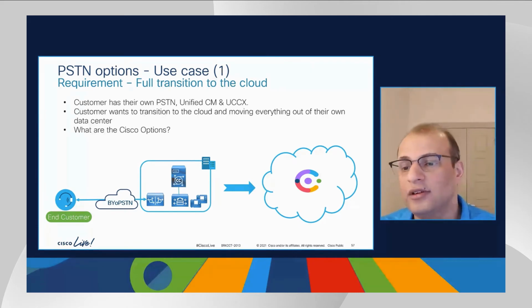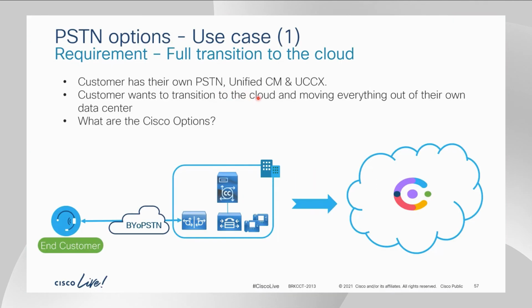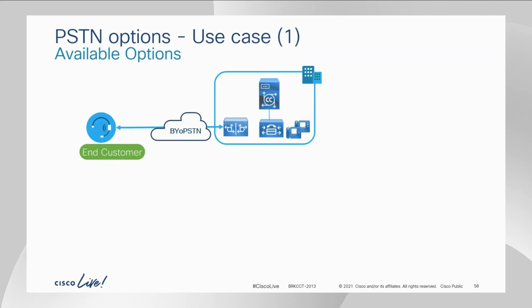In this scenario, the customer has their own PSTN, they have Unified CM deployed on premises, and they have UCCX. The customer wants to transition everything to the cloud, moving everything out of their own data center: the endpoints, the PSTN, the call control, the contact center. So what Cisco options are available for this kind of customer?